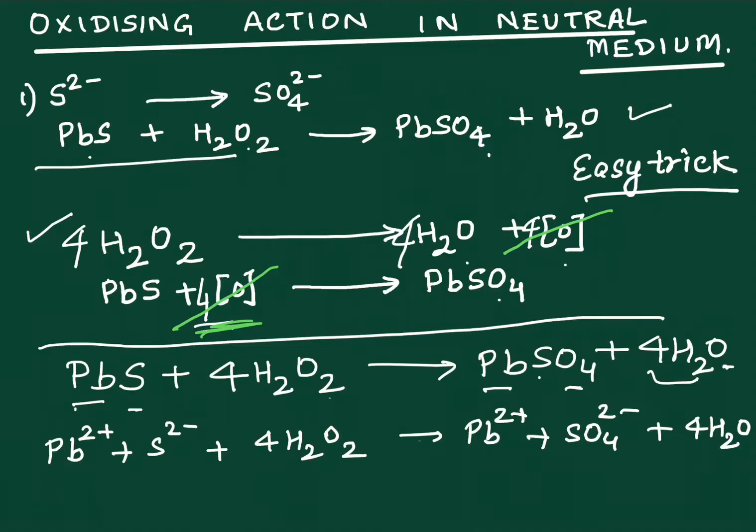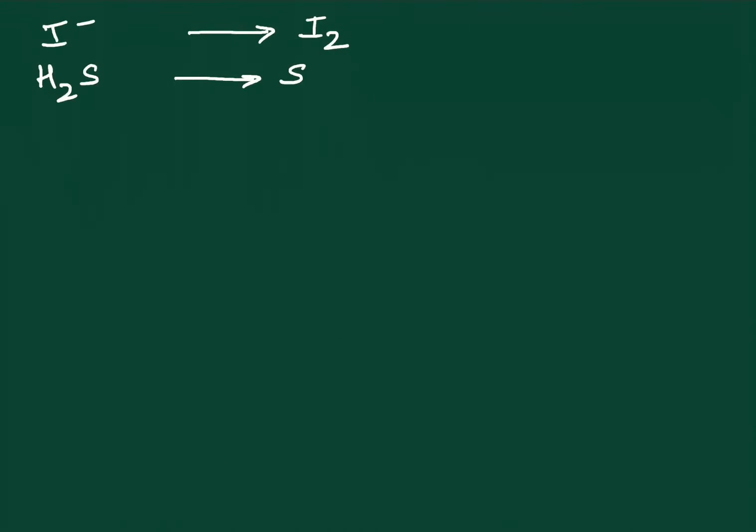Let's continue with writing the equations for the oxidizing action of hydrogen peroxide in the neutral medium. Now the next two conversions in this series are the conversion of iodide to iodine, and the second one you have to write the equation for is the conversion of hydrogen sulfide to sulfur. Pause the video now. Try writing the equations for the two reactions by the partial equation method.